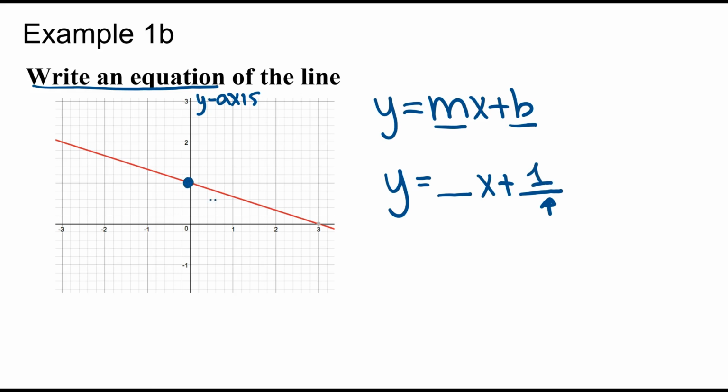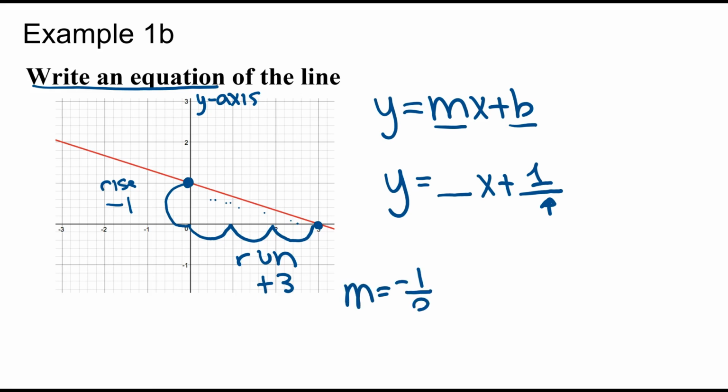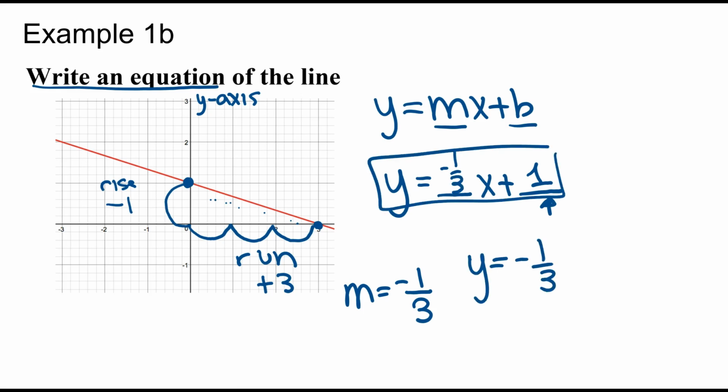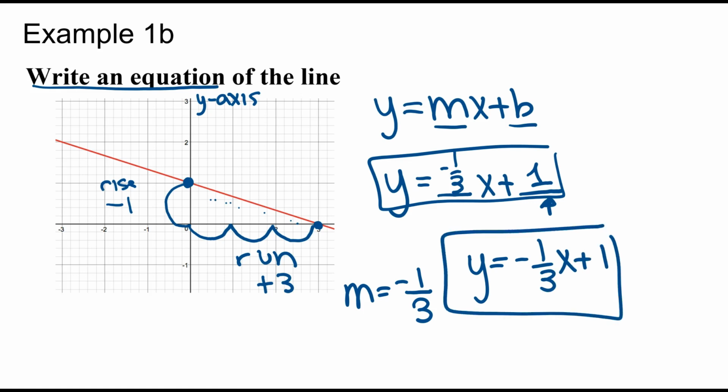So now I'm going to look, okay, not hitting in a corner, not hitting in a corner, right. There is another point. So we're going to rise down -1. And we're going to run 1, 2, 3. Our run is +3. So our slope is -1 over 3. So you could circle this equation right here, or you can always write it again. -1 over 3x plus 1.